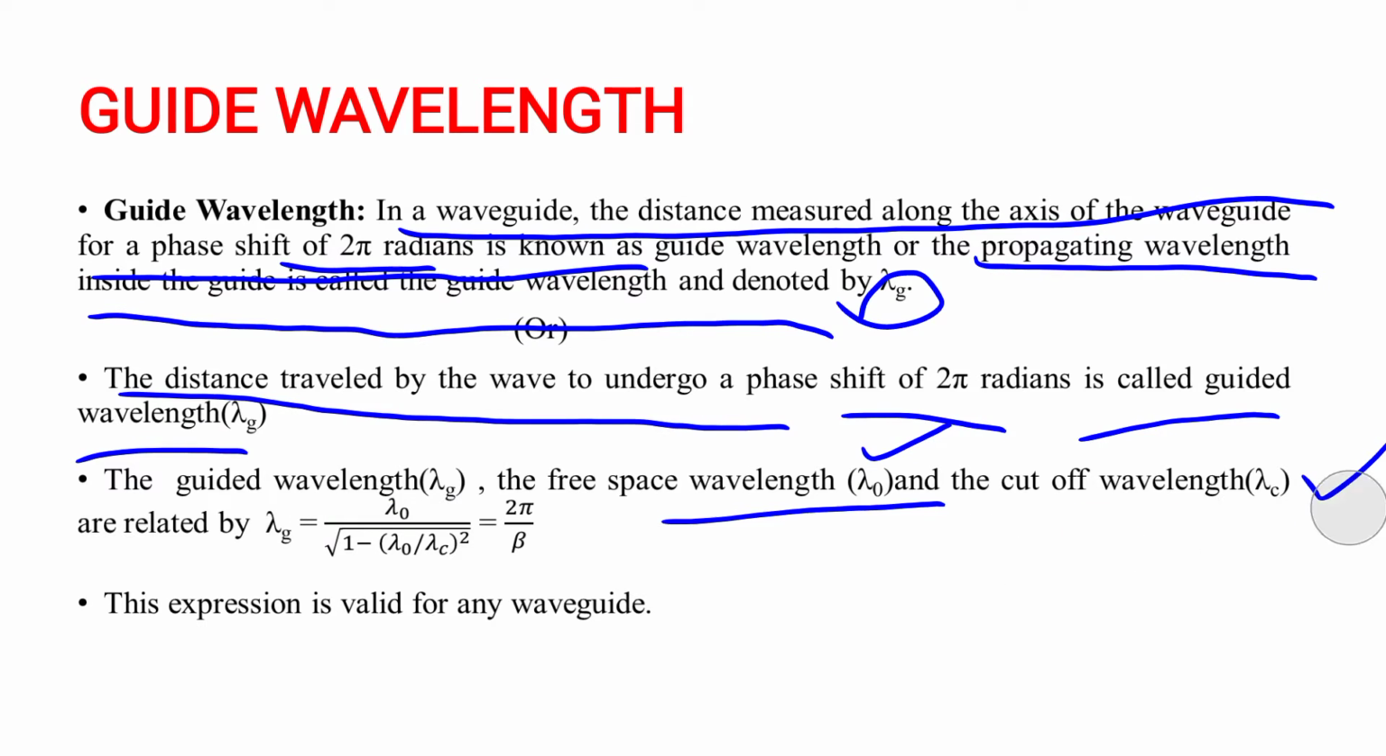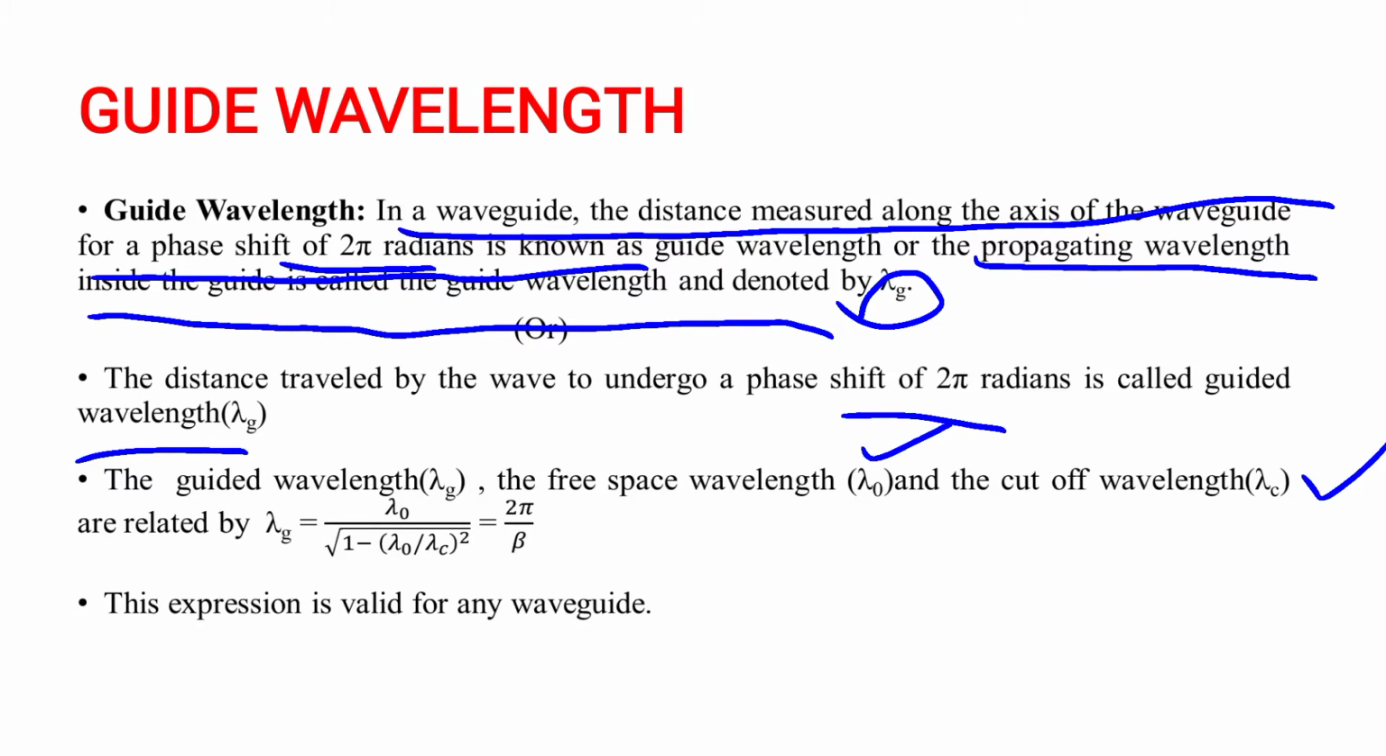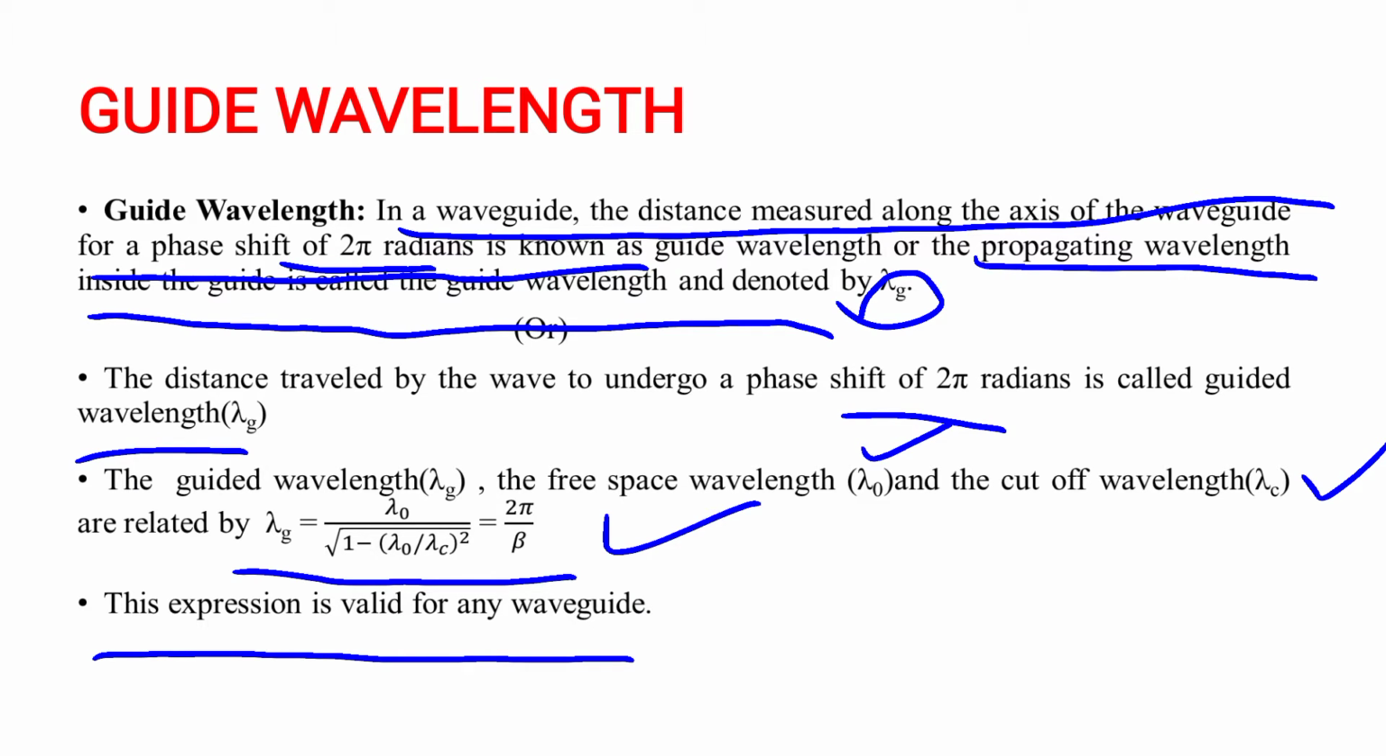That is, the formula is lambda g is equal to lambda naught by root of 1 minus (lambda naught by lambda c) whole square, that is equal to 2 pi by beta, and this expression is valid for all waveguides. Remember, this expression is valid for every waveguide. This is about the guided wavelength.